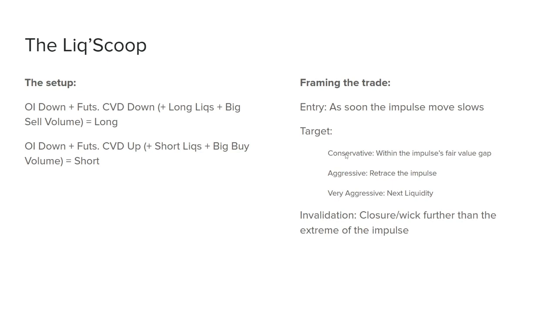Targets with these, a conservative target would be just anywhere in the fair value gap of the impulse. The more aggressive target would be to retrace the entire capitulation impulse, and the very aggressive target would be next liquidity. The invalidation for this is a closure or a wick below or above, depending on what we're taking, the extreme of the impulse.